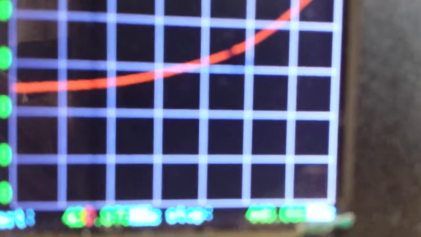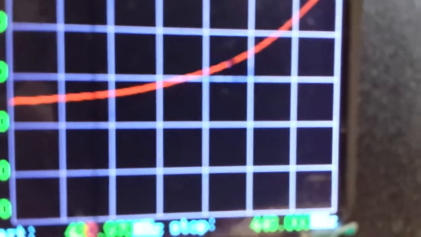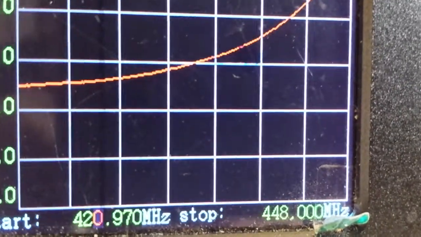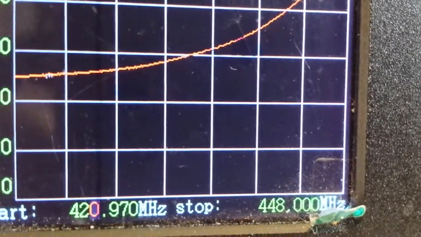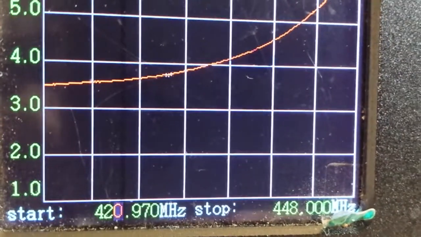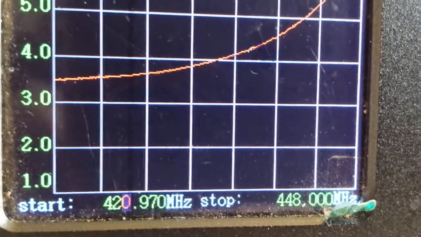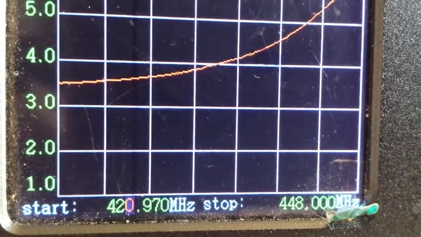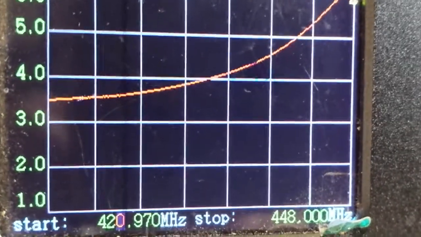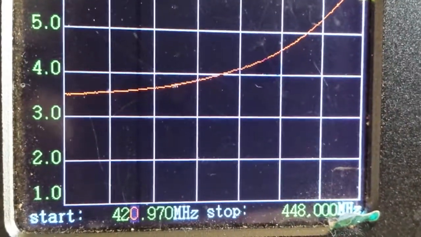This is the first Nagoya. The first Nagoya, we're testing the UHF band 420 to 448. As you can see, it's not too swift at UHF. And it has the base that looks like that one.